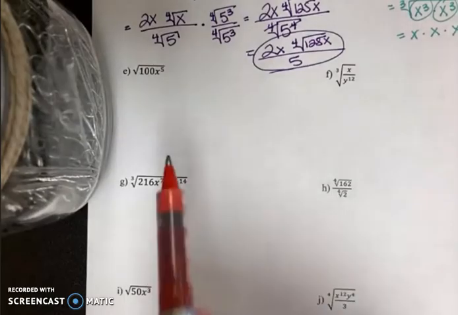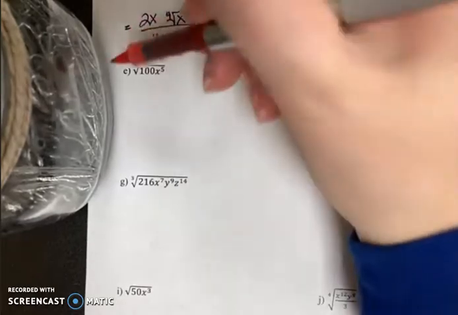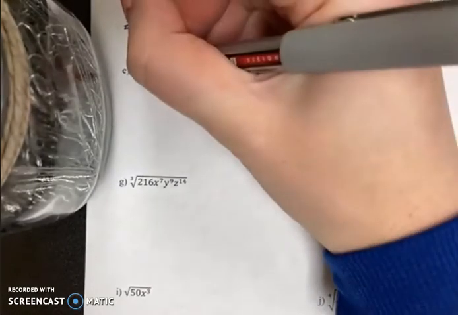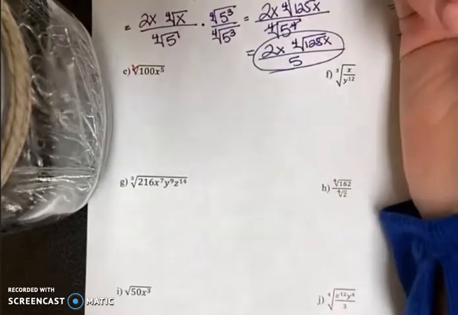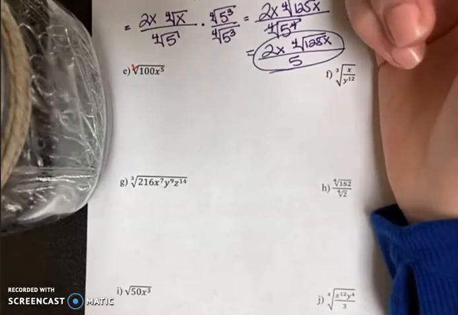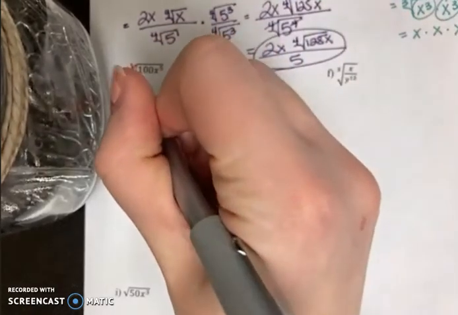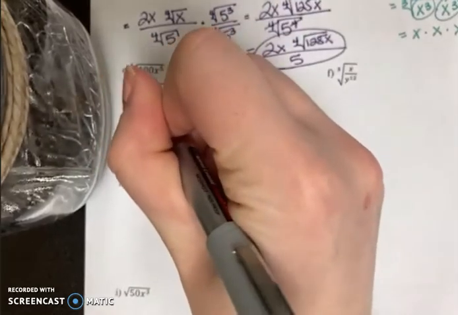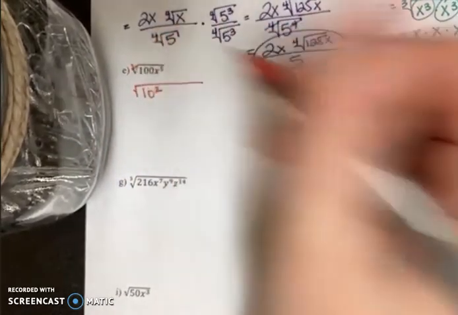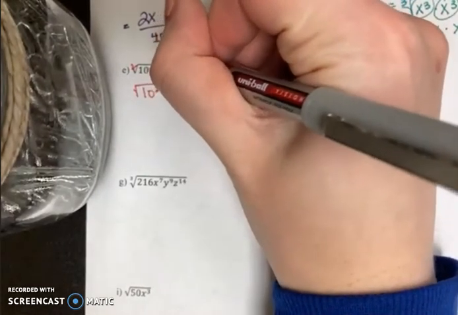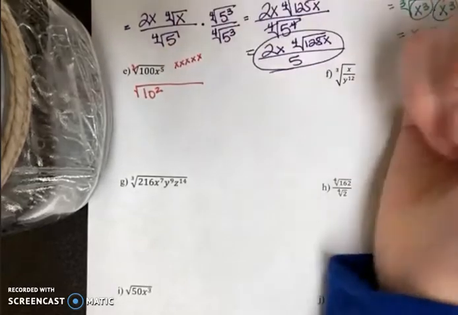Part E has a square root. I know that because it doesn't specify the index, but just understand whenever I have a square root, the index is technically 2. And I want to rewrite these as perfect squares, which we are pretty comfortable with, I should hope. So 100 is a perfect square of 10, and I have 5 x's. If you need to, write it out. 1, 2, 3, 4, 5.